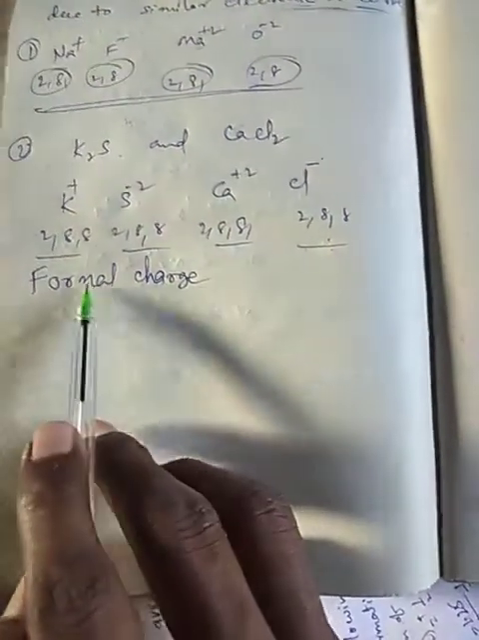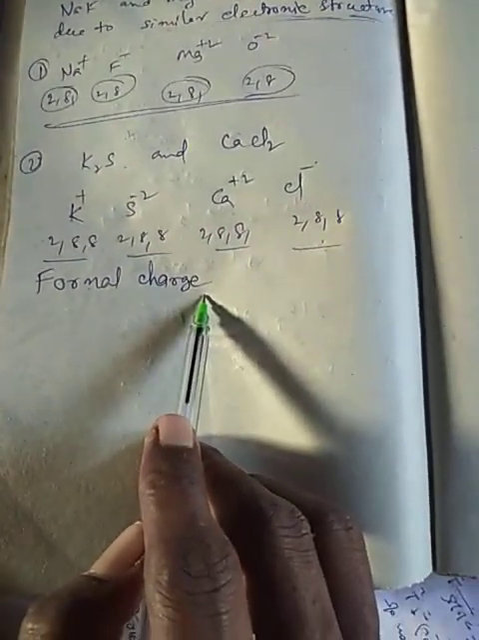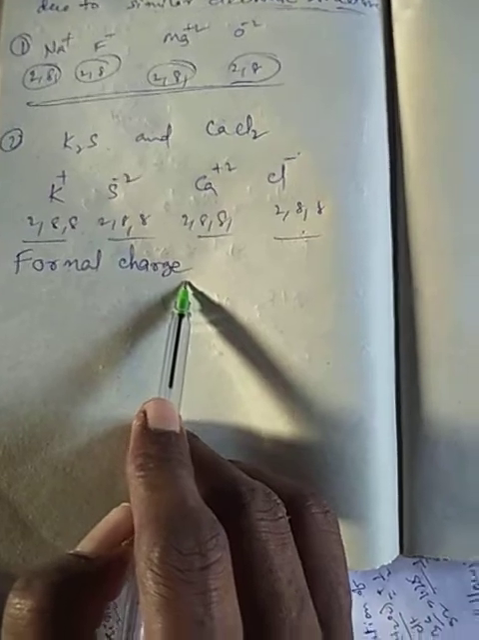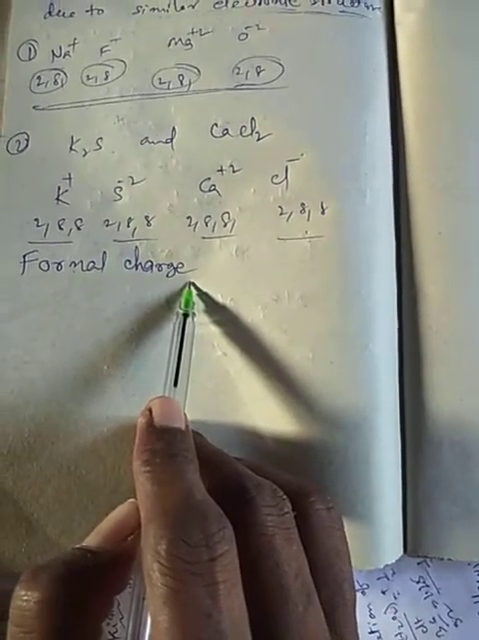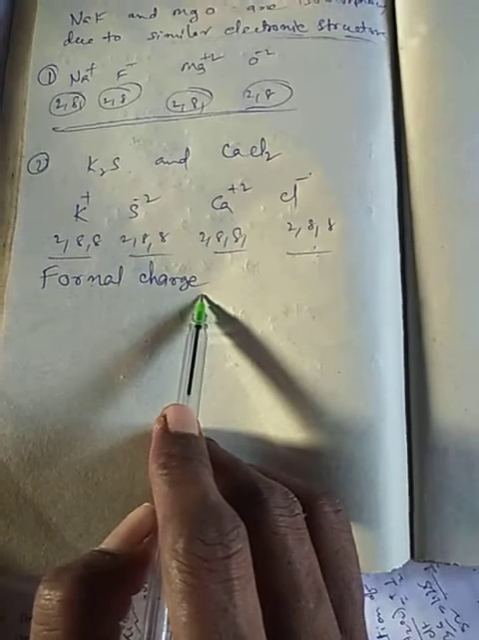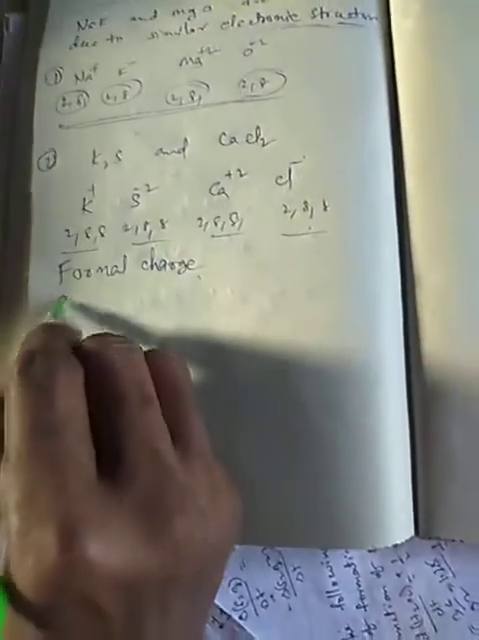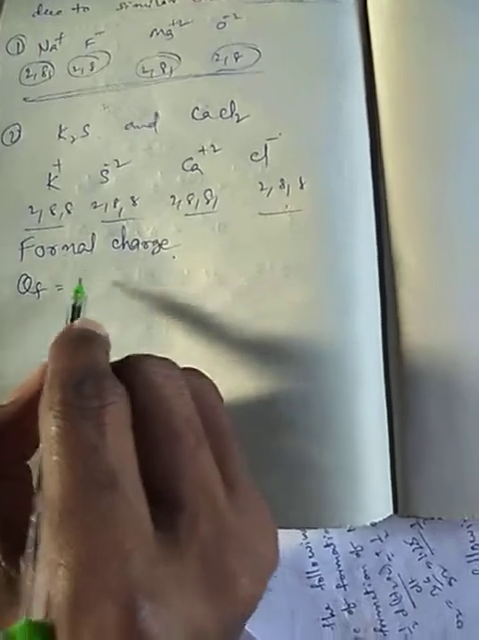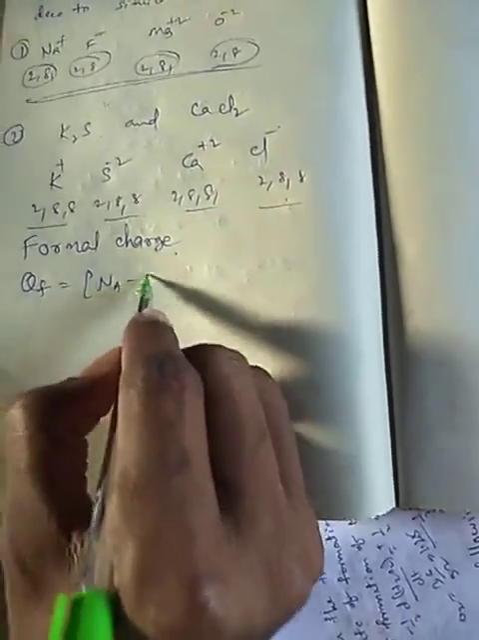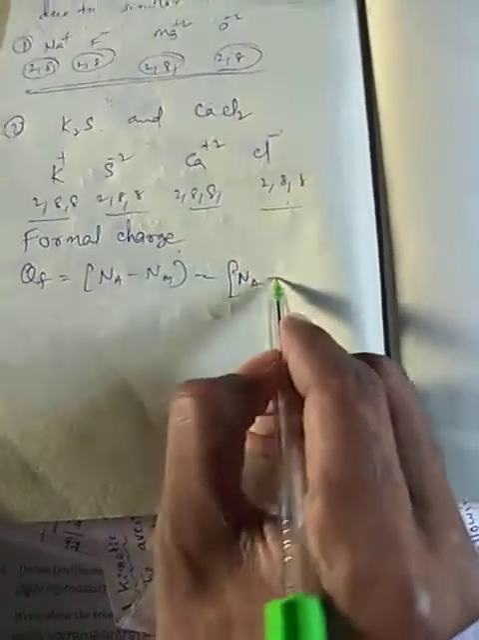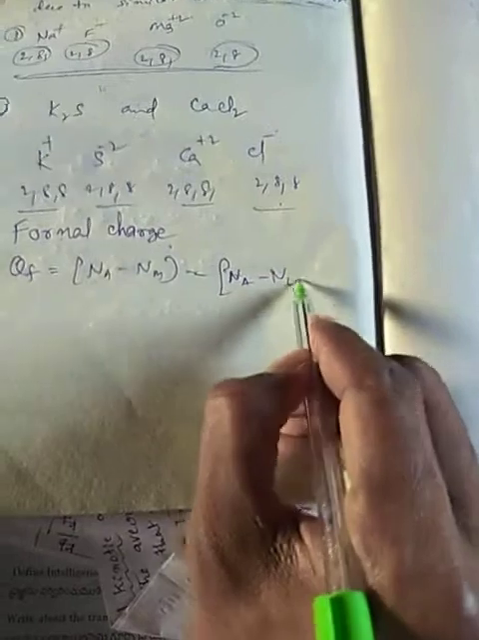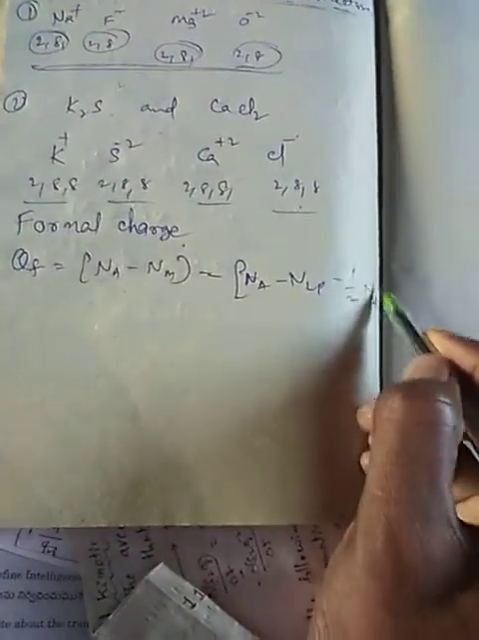Now formal charge. The charge on an atom in a pure covalent bond, assuming the sharing of electrons is equal between neighboring atoms, is called formal charge. We have the standard formula: QF is equal to Na minus NLP minus 1/2 NBP. This is the formula we can use for the formal charge.